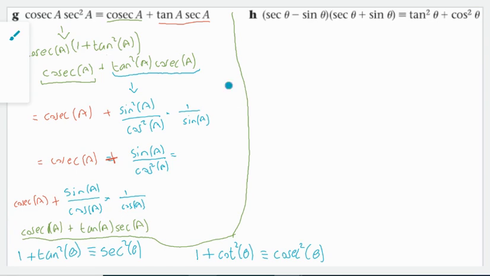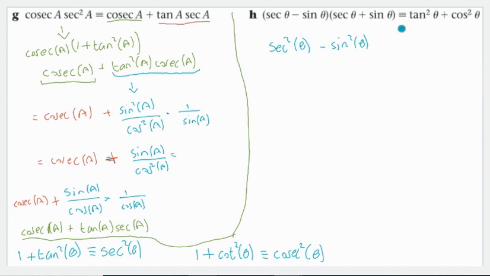Right. Next, we have sec theta minus sine theta times sec theta plus sine theta, and we want to show that that is equal to tan squared theta plus cos squared theta. Well, this is a difference of two squares, something minus something, and then in the other bracket we've got the same something, but this time plus. So this expands to sec squared theta minus sine squared theta.